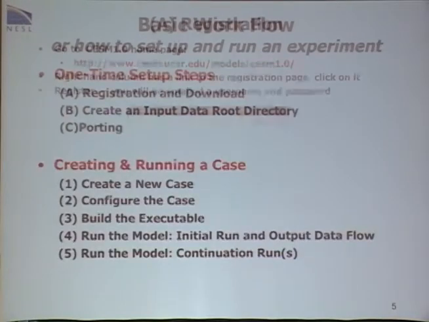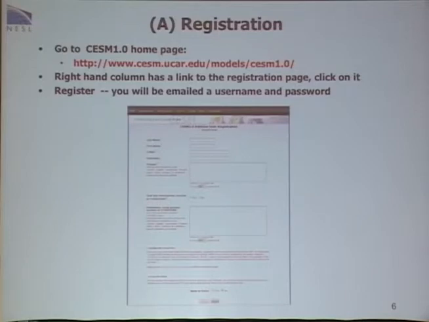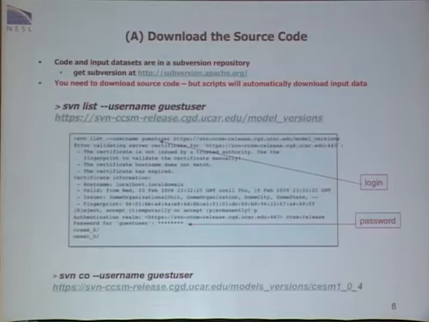Let's get into the one-time steps for getting CESM. The registration page from the link I showed earlier is going to look something like this. I think the form is fairly straightforward. When you fill it out, we'll send you a username and password for the Subversion repository. If you try checking out the code for the first time with Subversion, this is just an example Subversion command. Just accept the certificate, and it's right there at the top level.